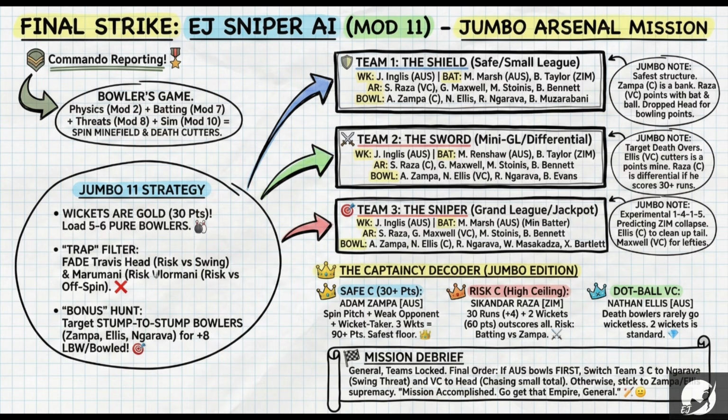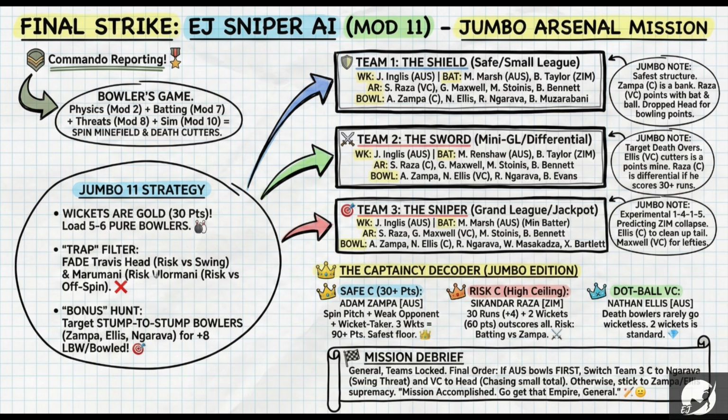Team 2, the Sword. This is for the risk takers. We are targeting the middle and death overs. Sikandar Raza takes the lead as captain. If he fires, your rank will explode. Team 3, the Sniper. Our Grand League special. We are predicting a major collapse here. We've gone heavy on bowling with Nathan Ellis as captain.